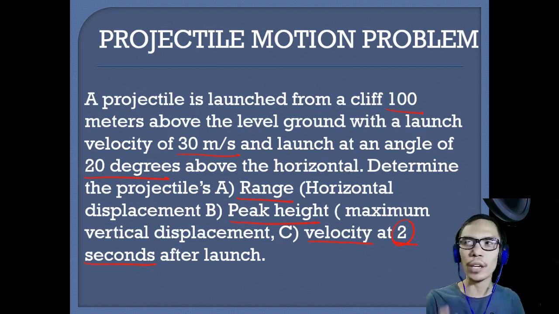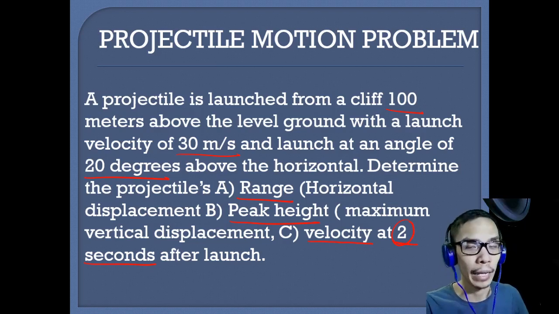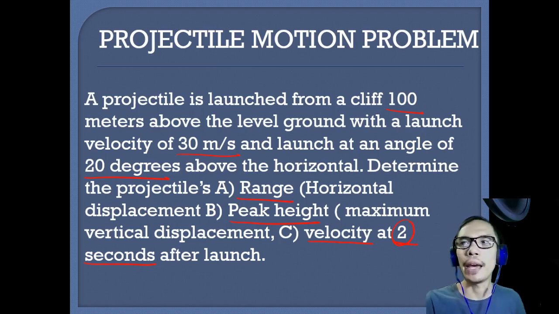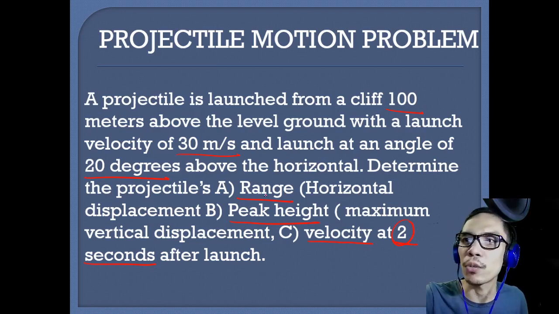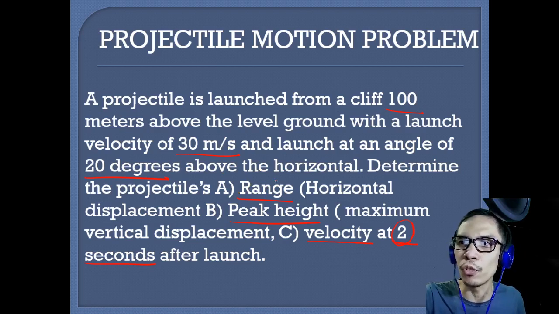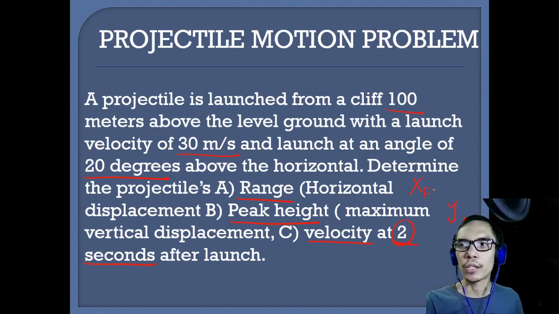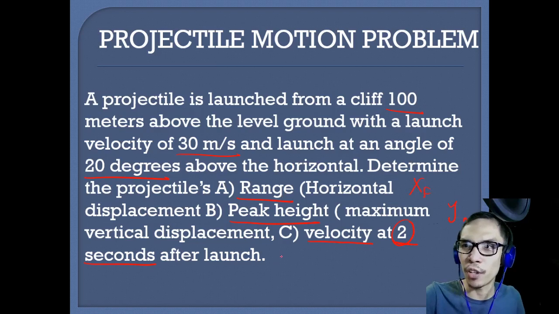So the projectile, maybe it is a cannonball. Let's take a look at this. We will look for the range and the peak height. This is the Y max, and this is the X sub F, so that is the range. And then the velocity at 2 seconds.